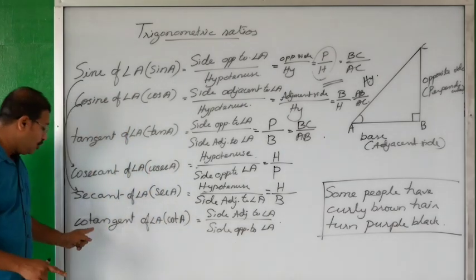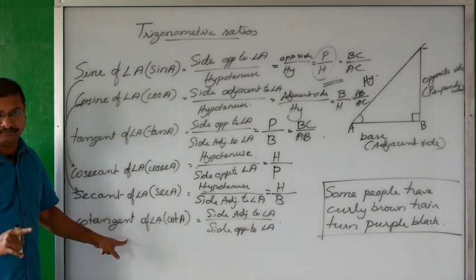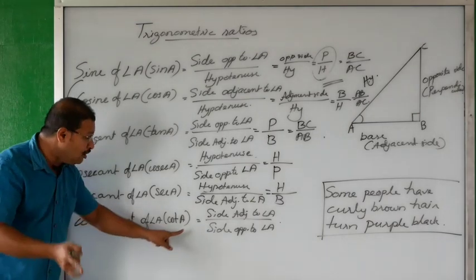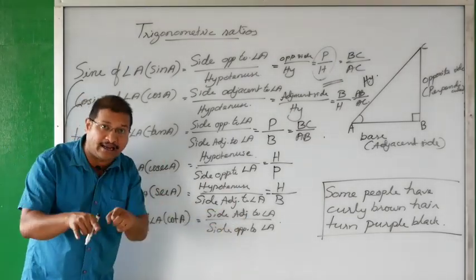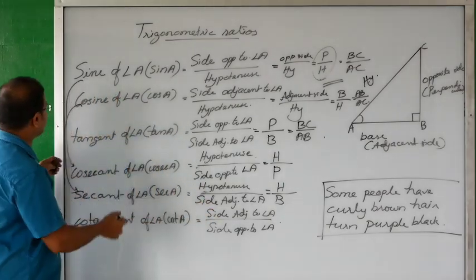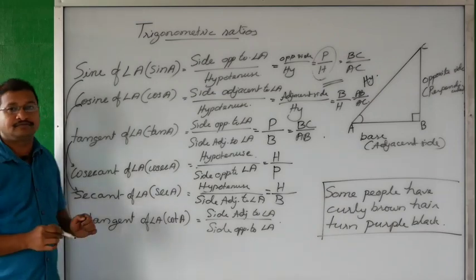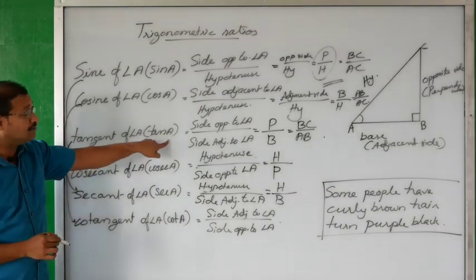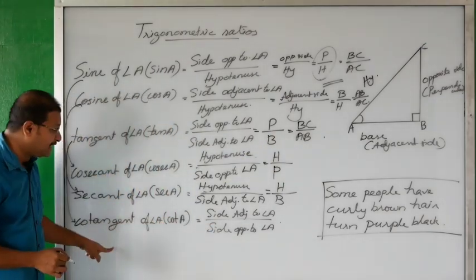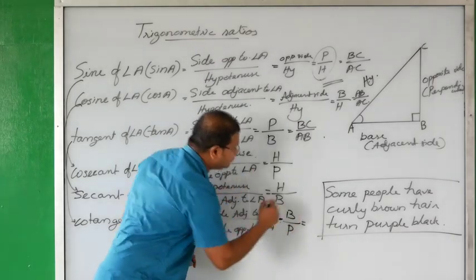See the last one, cotangent. Cotangent of angle A, short form cot A. Cot A is the side adjacent to angle A divided by side opposite to angle A. Of course, it is also the inverse of tan. Tan A is perpendicular by base, so here we should get base by perpendicular.